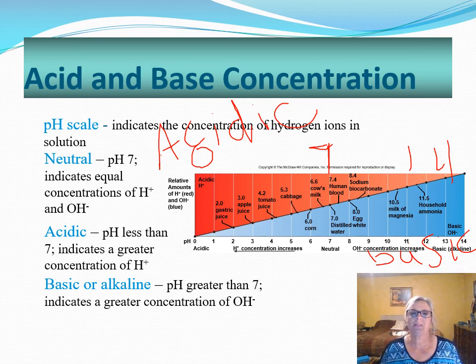So neutral is going to be 7, and that means you've got equal amounts of hydride and hydroxide. Acidic is going to be below 7. So if you have 6.9, that's just slightly acidic. If you have something with a pH of 1, that's very, very acidic. Okay. Same thing for OH, except going the other direction.